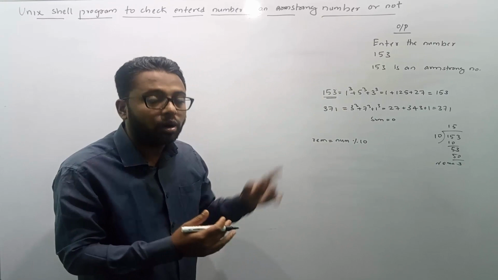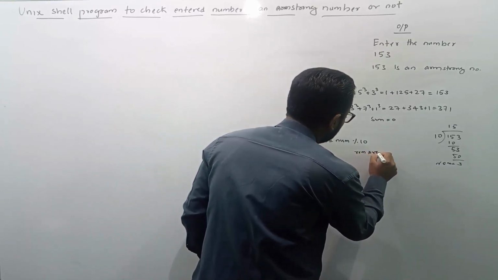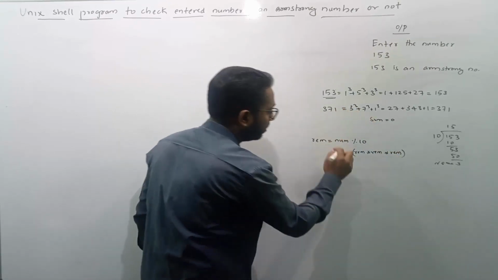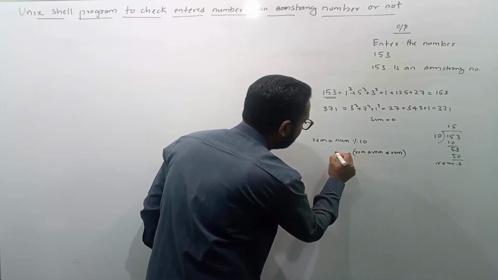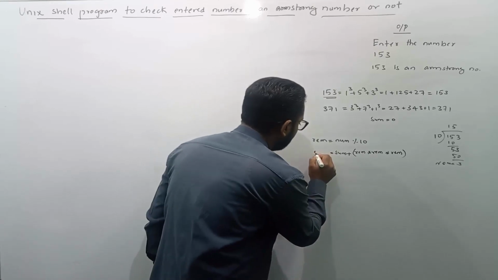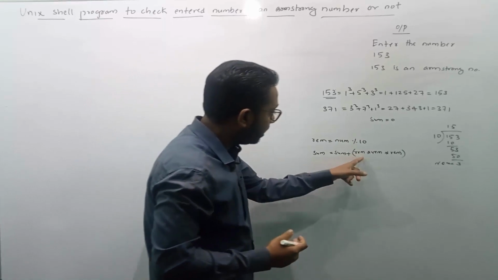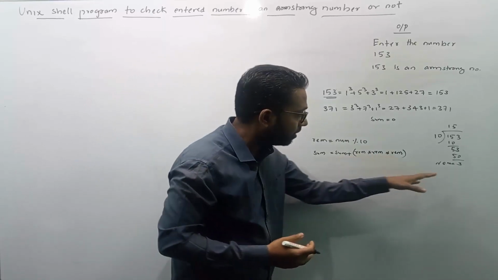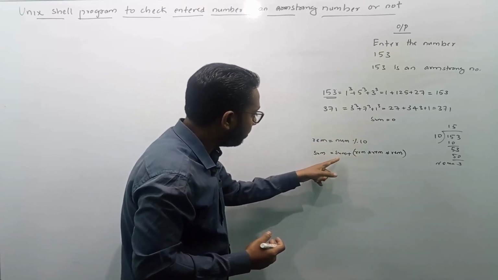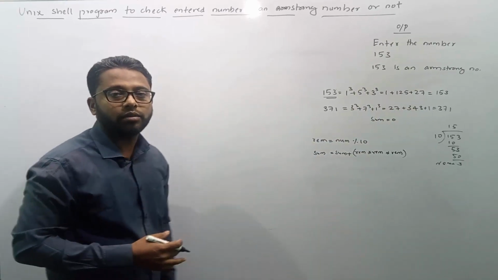Now I need to make the cube of that number: remainder into remainder into remainder. The same step we are doing here, and I need to add this to sum and store the output again inside the same variable, sum. Now 3 into 3 into 3, I will get 27, and 27 plus sum, which is 0. 27 gets stored inside sum, and that is our first part of the output.